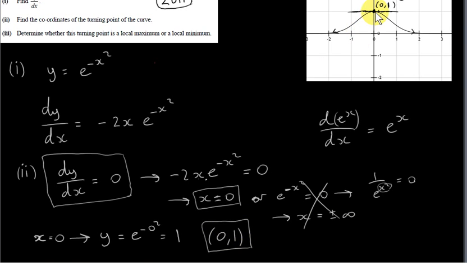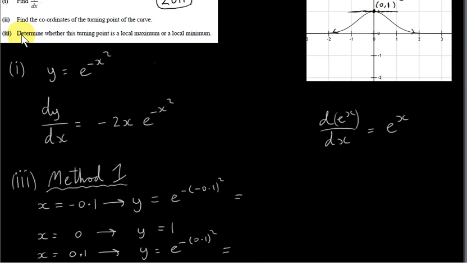It's this point here. In part 3, we want to determine whether this turning point is a local maximum or a local minimum. Well, we can see from the graph that it's a local maximum. But let's suppose that we don't have the graph at our disposal. What we could do is look at values of x on either side of the x value of the turning point. So this is one method for doing it. The other method involves the second derivative, but I just want to go through this method.